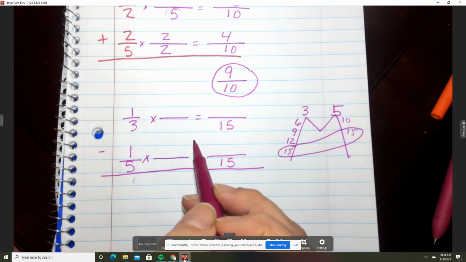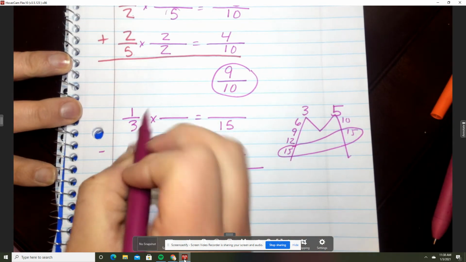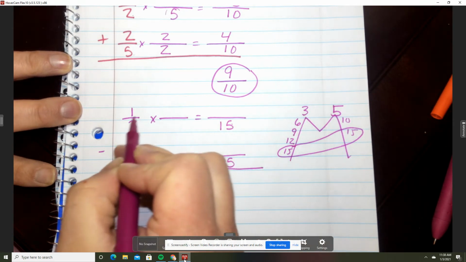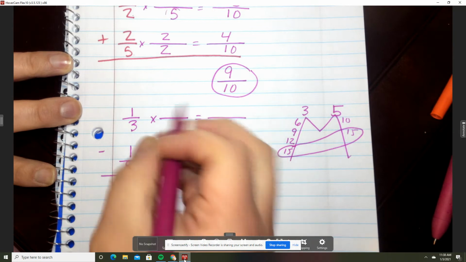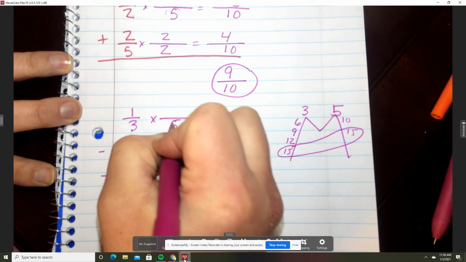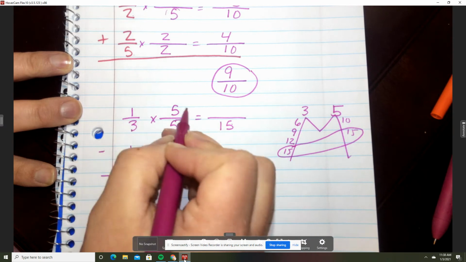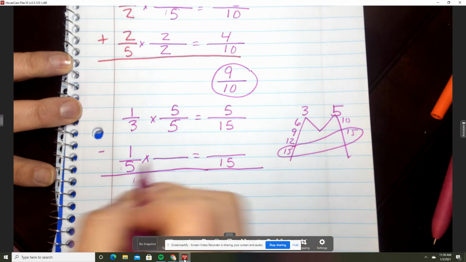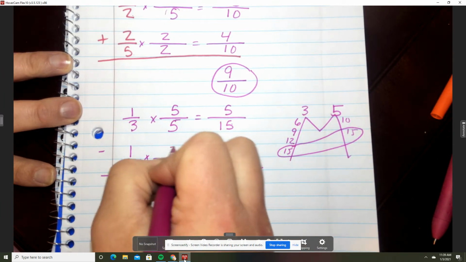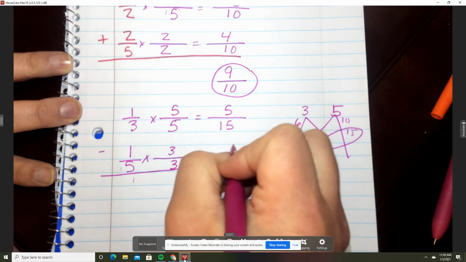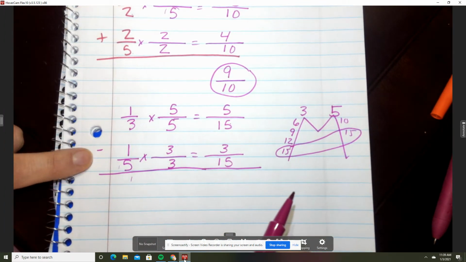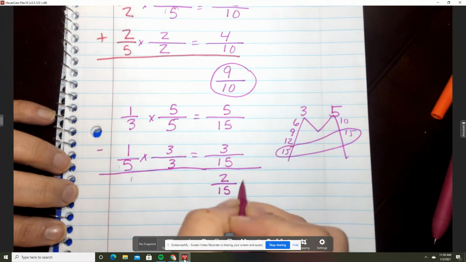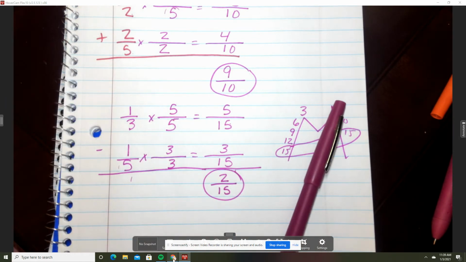Then you just have to make your equivalent fraction by looking at the old denominator, looking at the new denominator, and thinking, what did I do to the 3 to get to 15? You multiplied by 5. What you do to the bottom, you have to do to the top. 1 times 5 is 5. What did I do to this 5 to get to 15? 5 times 3. 1 times 3 is 3. We're subtracting here, so 5 minus 3 is 2, over 15. So that is 2/15.